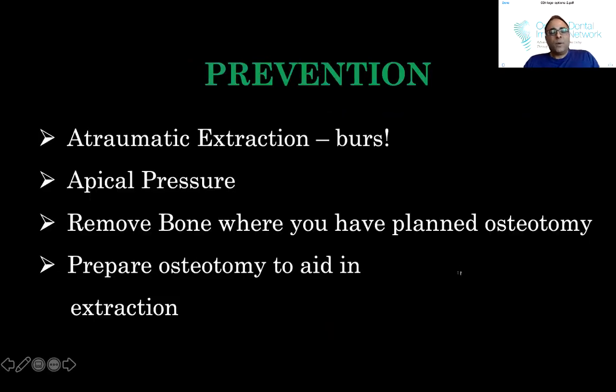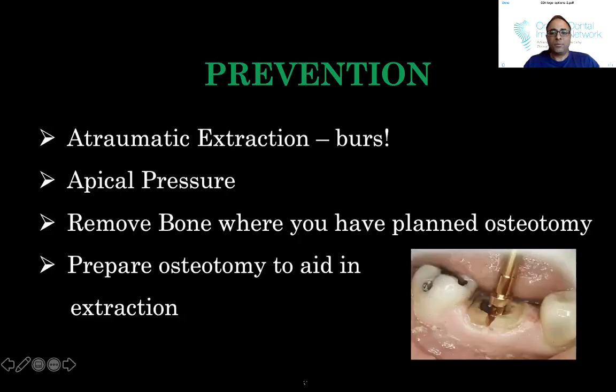So prevention: how do we prevent having a bad experience with an extraction? Well, of course, atraumatic extraction 101, keeping apical pressure when you're using instruments, removing bone where you've already planned an osteotomy. In the molar situation, I actually will prepare my osteotomy in the middle of the roots, and that will remove interseptal bone, which thereby allows me to extract the tooth easier. So here's an example of that.